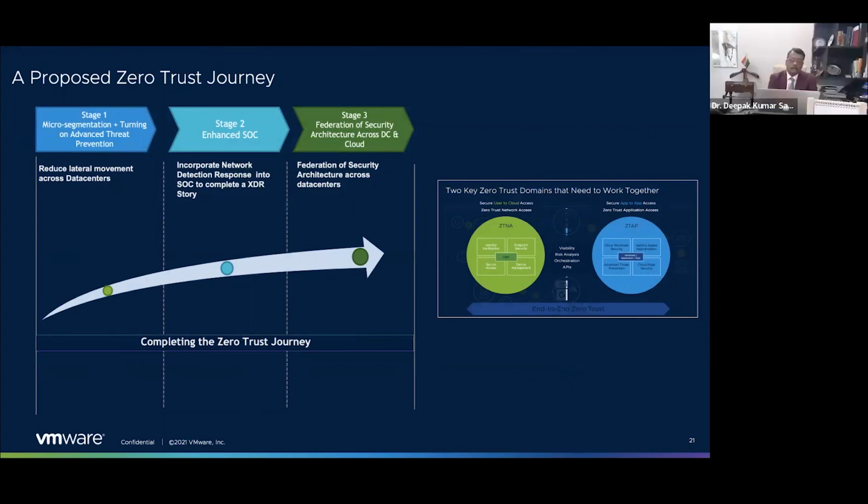So for all my customers, if you want to start this zero trust journey, this is what I recommend. I recommend you first start with your microsegmentation journey using our advanced threat protection. This is where you actually stop the lateral movement in your data centers, be it private or public cloud. And then you go to an enhanced SOC, right? I'm sure most of us will be having a SOC or a SIEM solution where you will have all this threat intelligence, or events and alerts, coming from multiple elements of your data center.